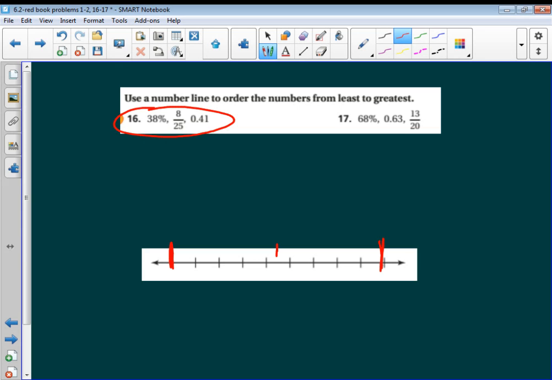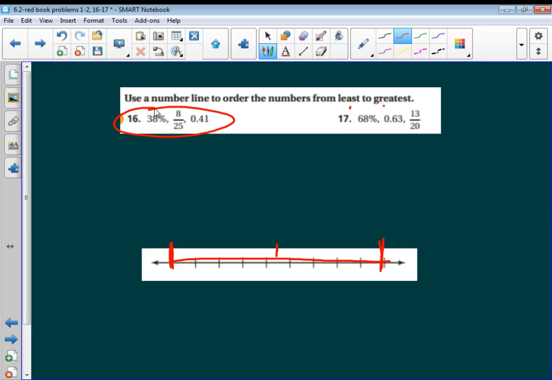So I'm just going to go ahead and point 3 plots because I just want to know from least to greatest. And the exact place on the number line doesn't really matter. So if you are just handwriting this, just write a line and have 3 points on it. That's all you really need. Okay, so let's start. So 38%.